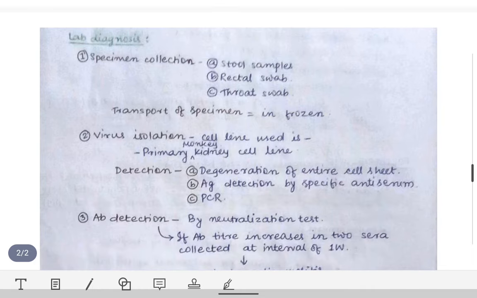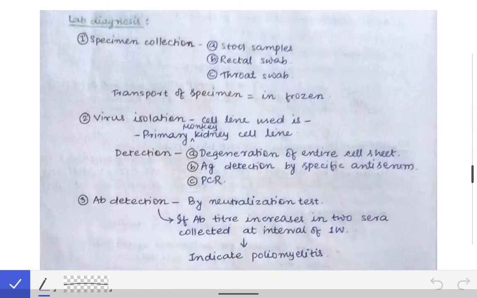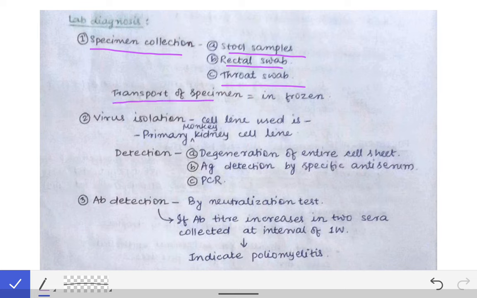Now coming to the laboratory diagnosis in poliomyelitis. First we have to collect the specimen. From what types of specimen do we collect? The preferred specimens are the stool sample because it is spread via the fecal-oral route, the rectal swab, and the throat swab at last. So these three samples are the most important samples that we collect for diagnosis.